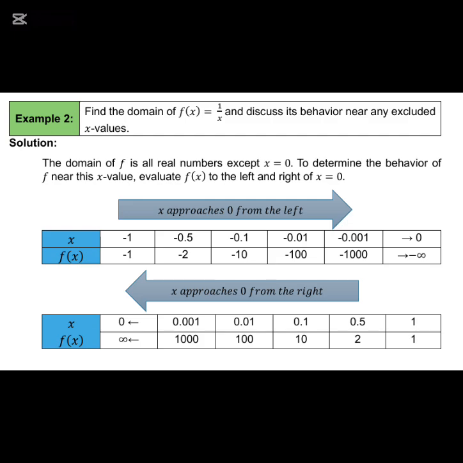On the other hand, if x approaches 0 from the right, if we put 1 in for x, 1 over 1 equals 1. As well, if we put 0.5, 1 over 0.5 equals 2. And if we put 0.1, it equals 10, and so on and so forth, so the function goes to positive infinity as x approaches 0.